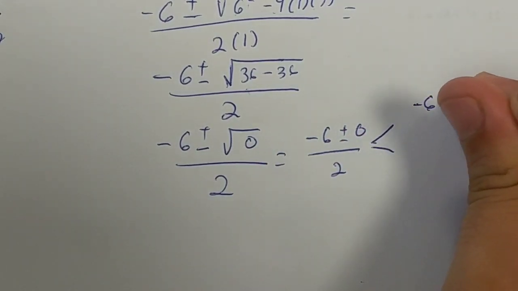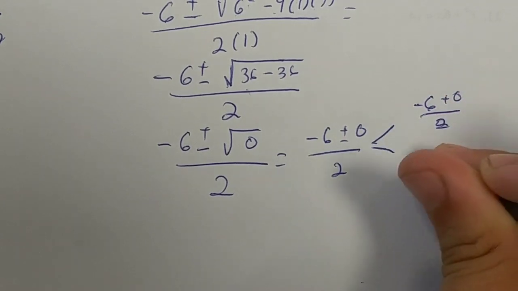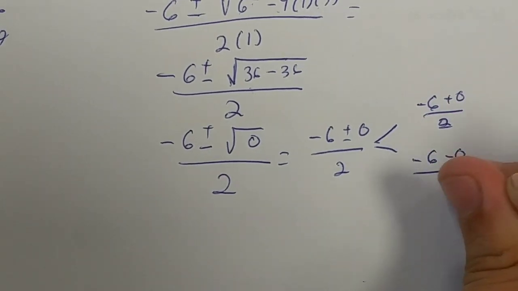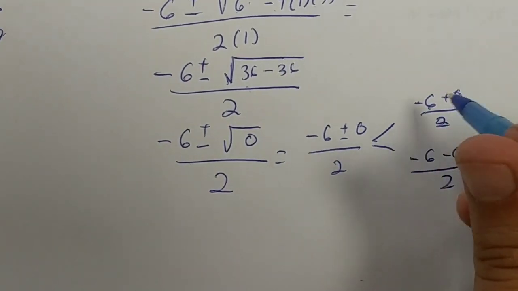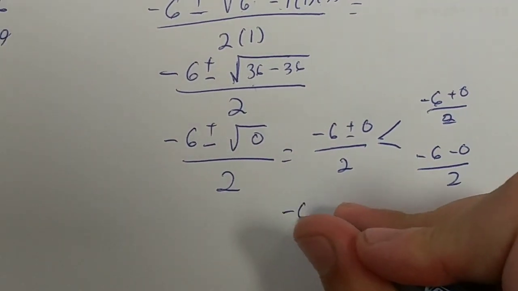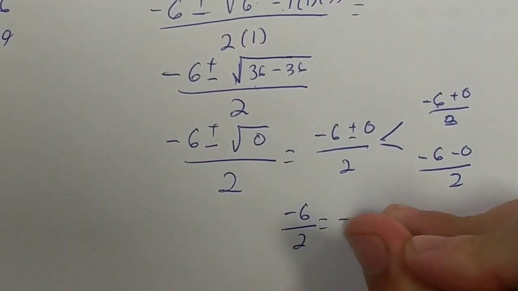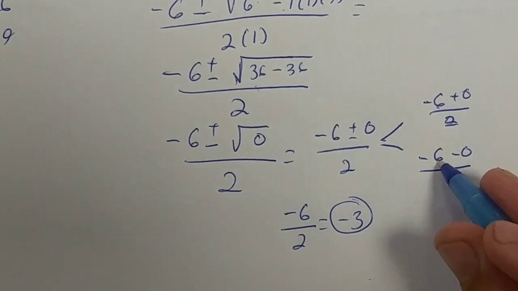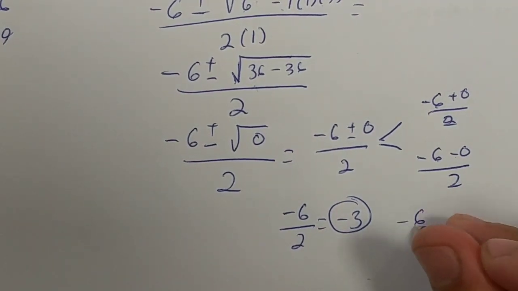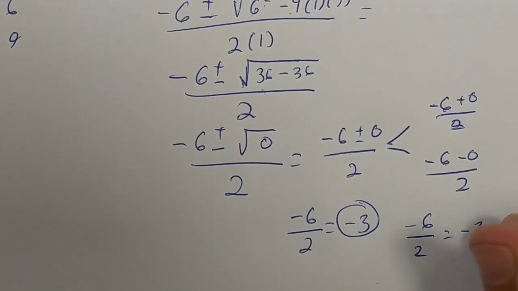So negative 6 plus 0 over 2. Negative 6 minus 0 over 2. Wait a second, plus and minus 0 is the same thing. Negative 6 over 2 equals negative 3. Negative 6 minus 0 is still negative 6 over 2, which is also negative 3.